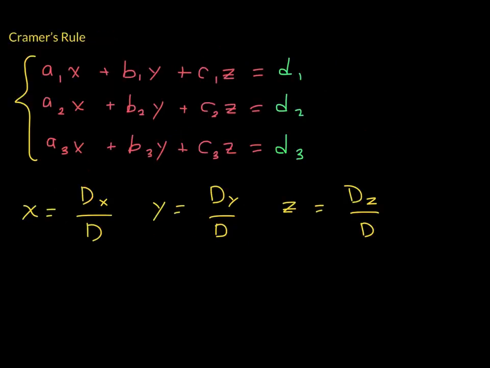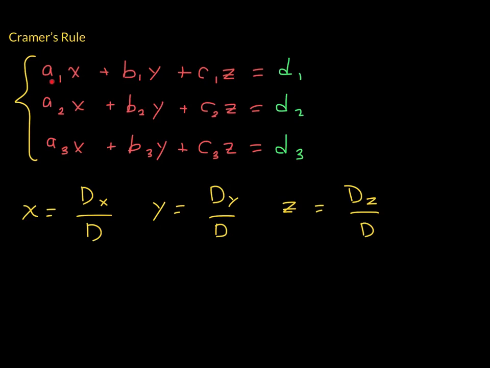Now that we understand how to evaluate the determinant of a 3 by 3 matrix by expanding by the minors, we can now look at Cramer's rule. Specifically, Cramer's rule for solving a system of 3 linear equations in 3 variables. So here I've given you a system of 3 equations in 3 variables. The variables are x, y, and z.